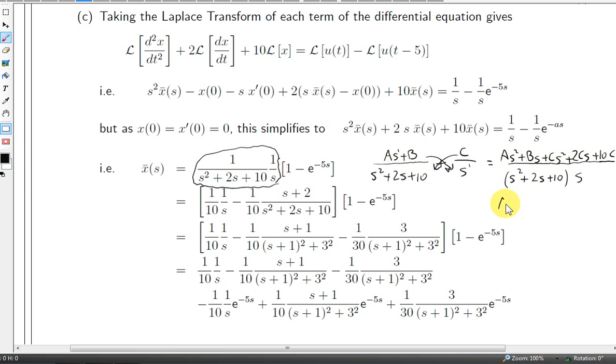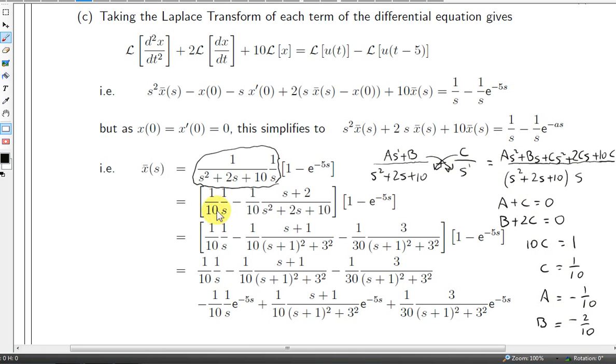So the s squared terms must be 0. So a plus c must be 0. The s terms must be 0 also. So b plus 2c equals 0. And finally the constant term, which is 10c, must equal 1. So c equals 1/10. Since a plus c is 0, we see that a must equal minus 1/10. We see that b is equal to minus 2c from this equation, so that's minus 2/10.